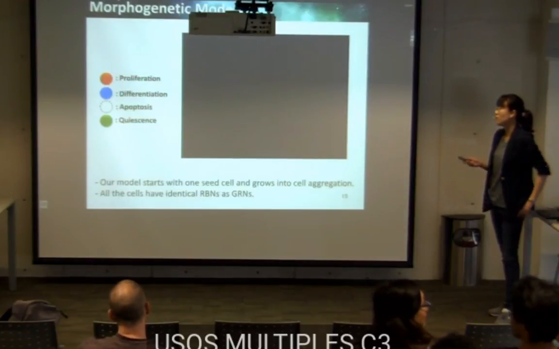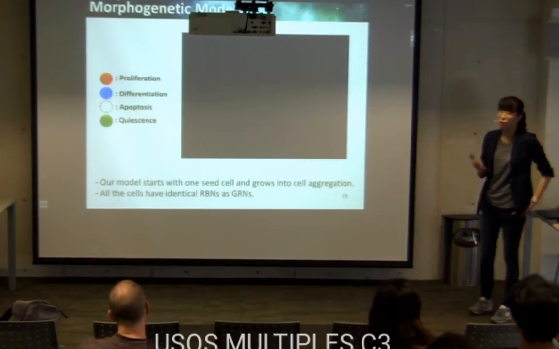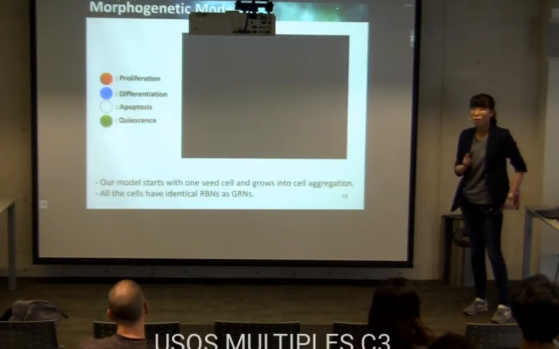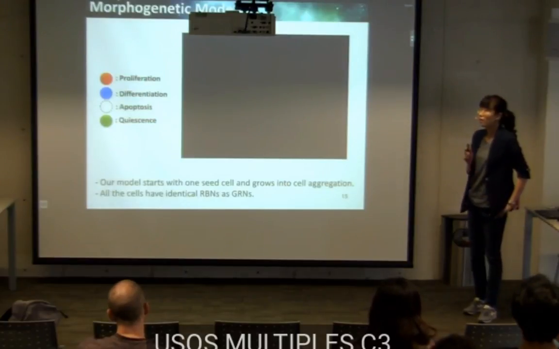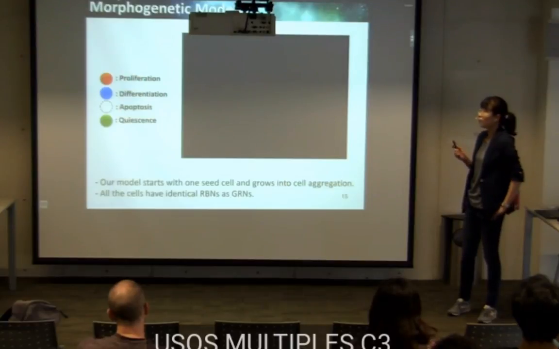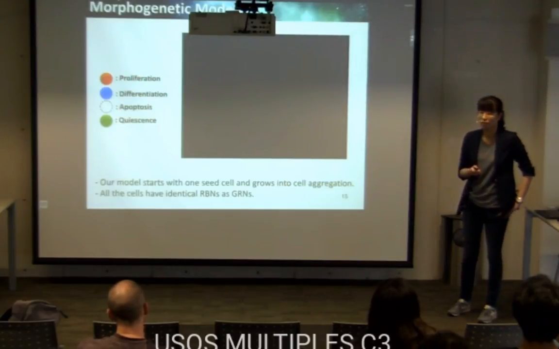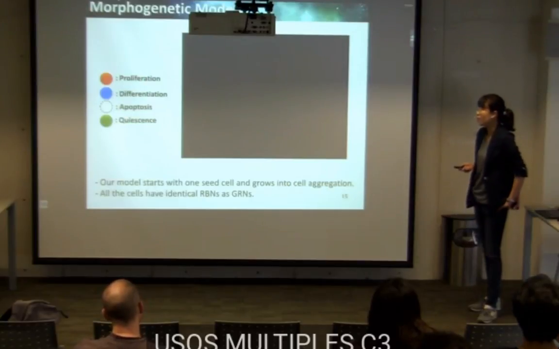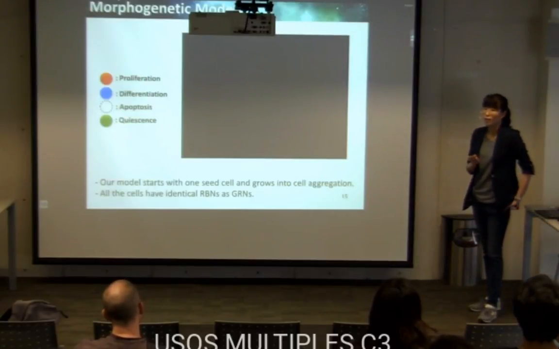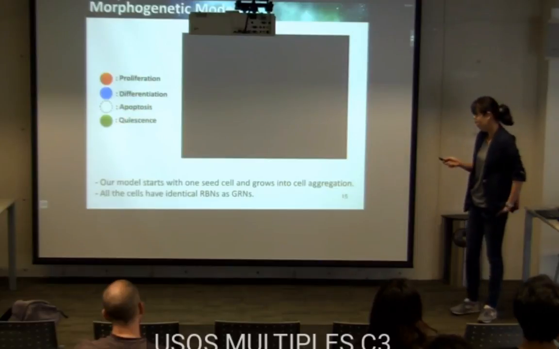To understand our morphogenetic model, you should know 3 parts. One is the GRN. Another is the cell signaling mechanism for cell-cell interactions. And the other is the spring mass damper kinetics for cellular movements.